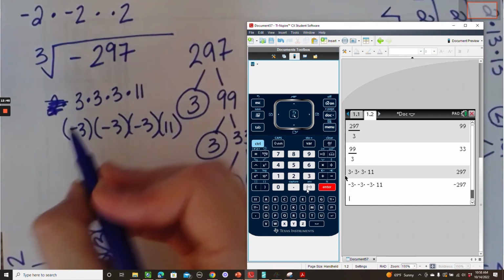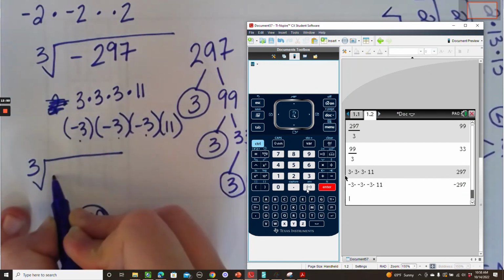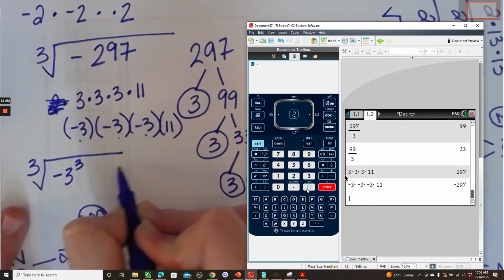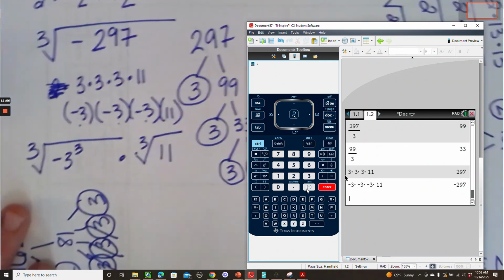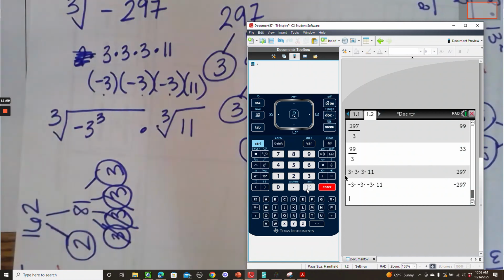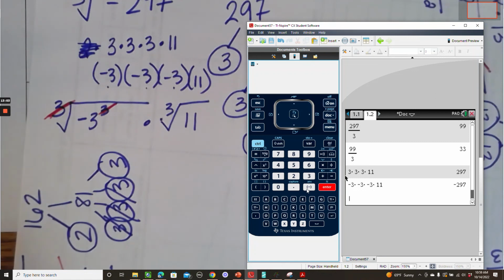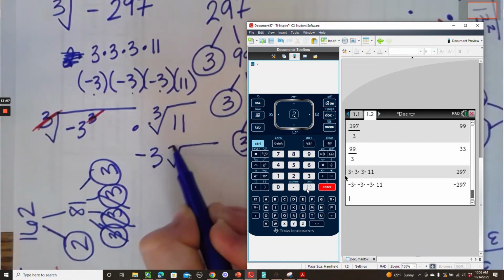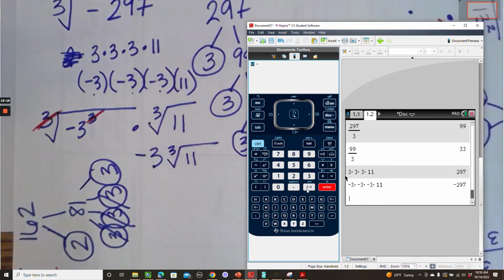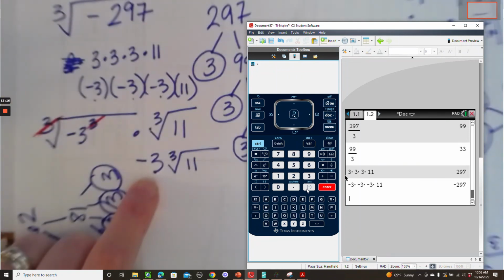Okay. So I've got the cube root. I've got 3 of them. So negative 3 cubed times the cube root of 11. This cancels this, and so I'm left with just that negative 3 and then the cube root of 11. So if you're cube rooting a negative, typically you pull that negative out.